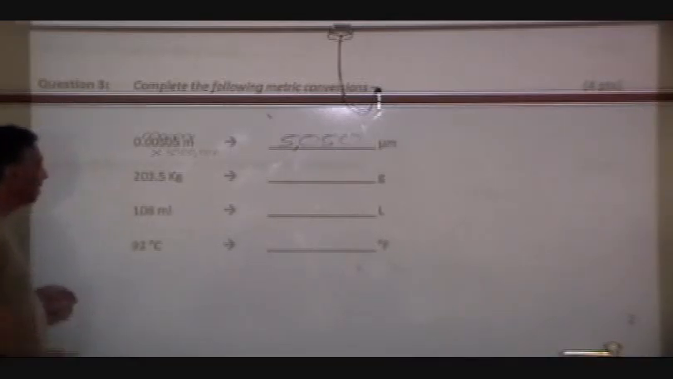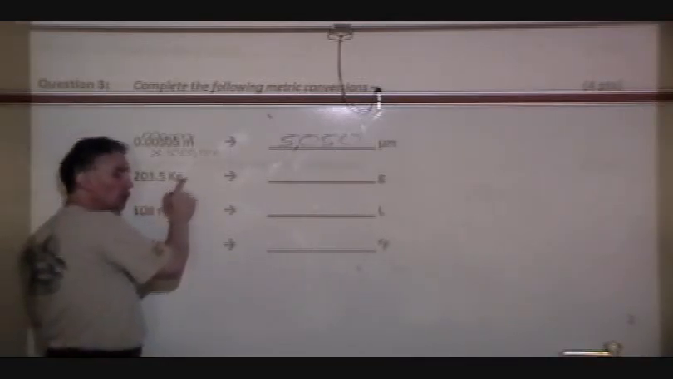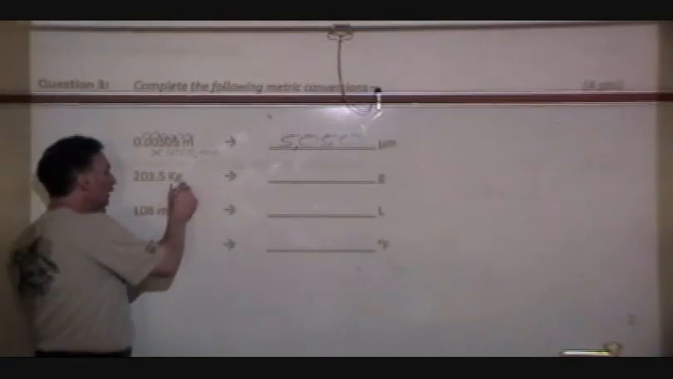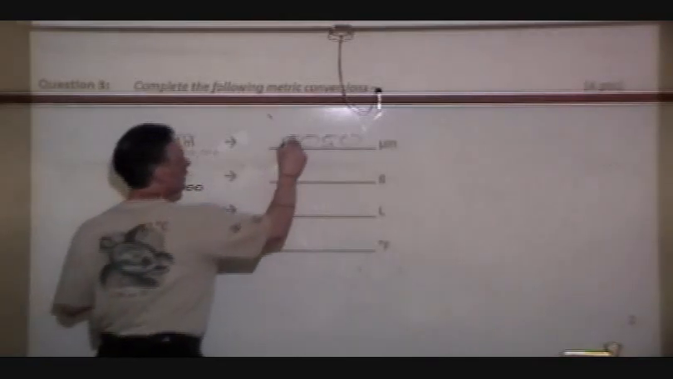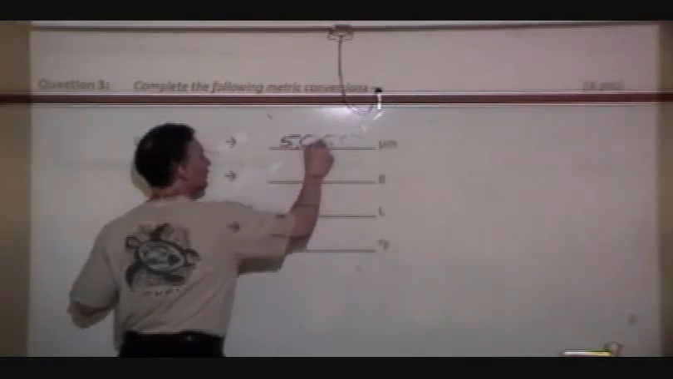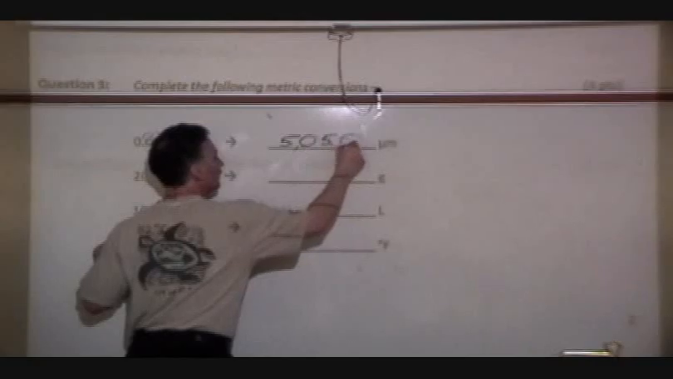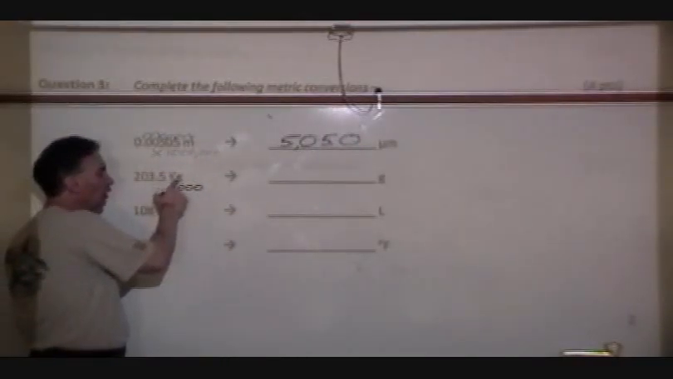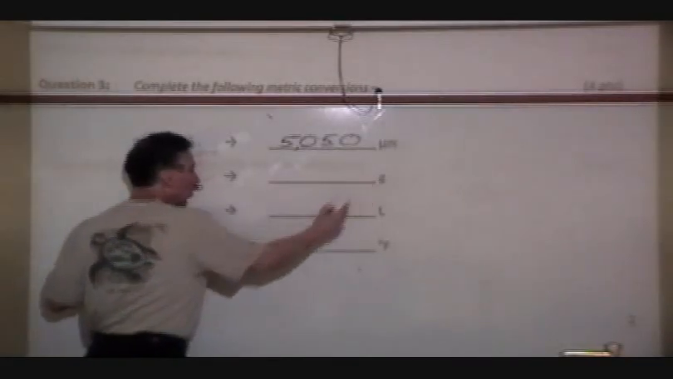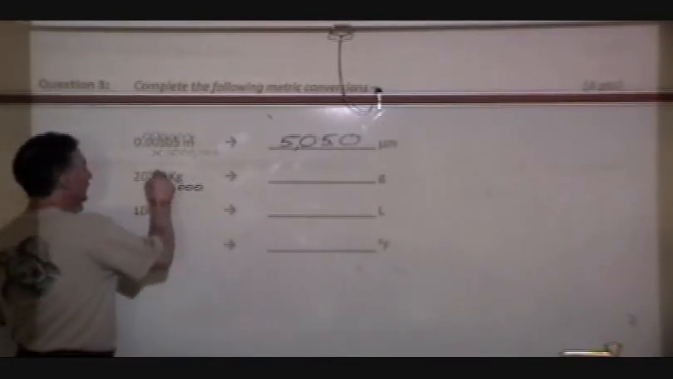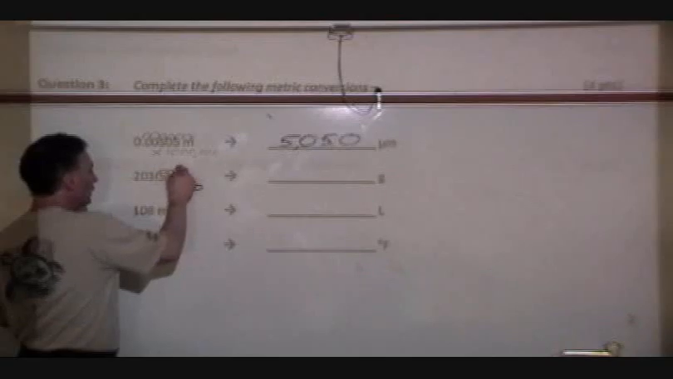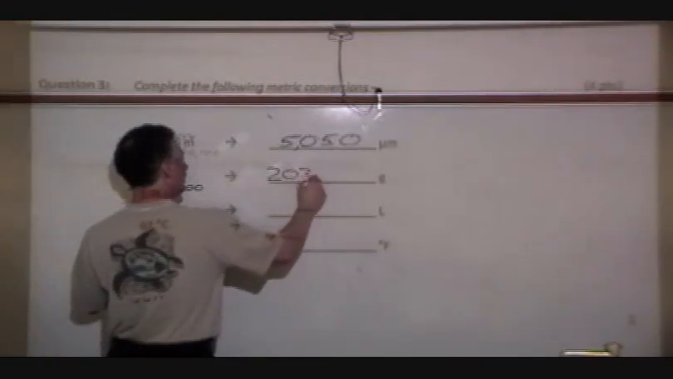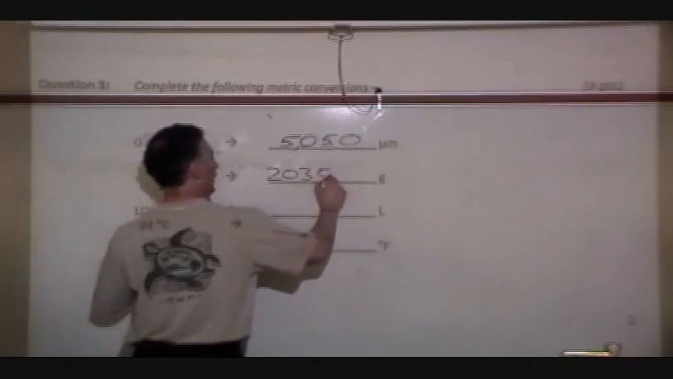Let's try this pen, it should be better. Kilograms to grams is a factor of 1,000. Again, starting with a larger unit, that should give us a larger answer. The decimal place moves once, twice, three times to the right. So we get 203,500.